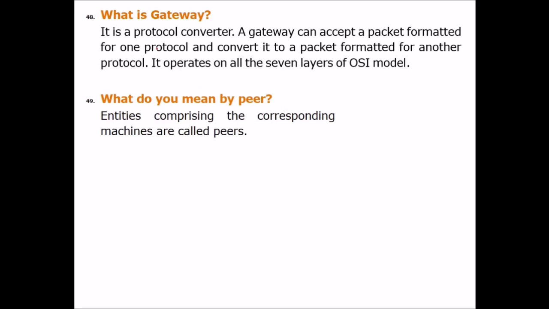What is the gateway now? It is a protocol converter. You have one network and a second network; this speaks, say, English, this speaks Spanish, so how do they talk? You have a gateway in between. A gateway can accept a packet formatted for one protocol and convert it to a packet formatted for another protocol. It operates in all 7 layers of the OSI model. What do you mean by peer?